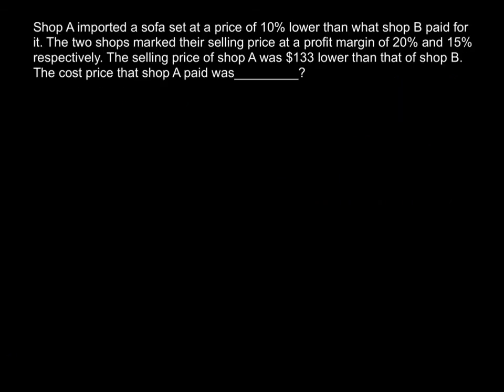Shop A imported a sofa set at a price of 10% lower than what Shop B paid for it. The two shops marked their selling price at a profit margin of 20% and 15% respectively. The selling price of Shop A was $133 lower than that of Shop B. What was the cost price, therefore, that Shop A paid for it?